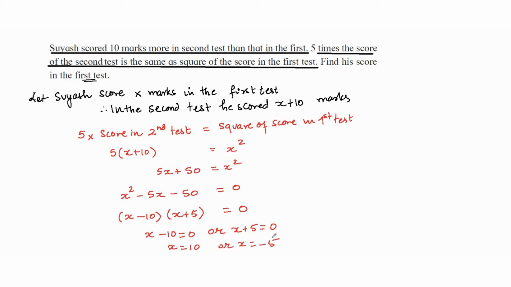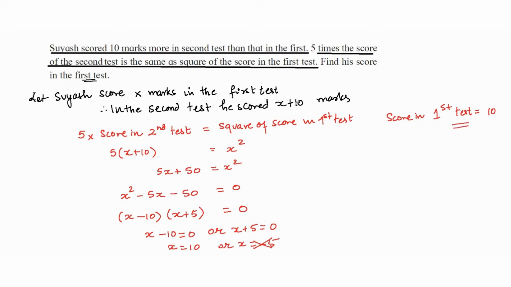Now again we discard the negative score because generally scores are not negative unless negative marking is encouraged in the exam, which is not mentioned in this question, by the way. So we assume that x is 10. So the score in the first test is therefore equal to 10.